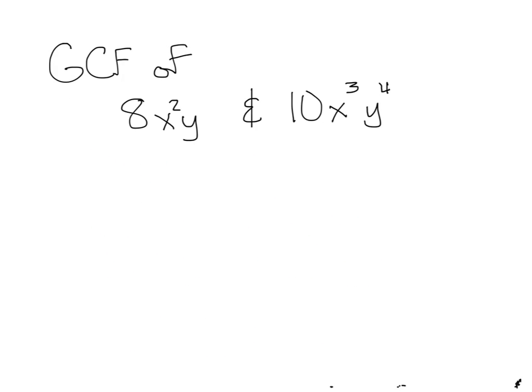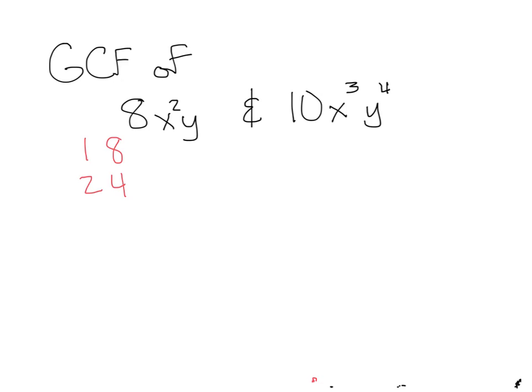So now let's look at something a little more difficult. The GCF of 8x squared y and 10x cubed y to the fourth. Now we need to figure out what all the parts of these two equations are. So we'll start with 8x squared y. The factors of 8 are 1 and 8, 2 and 4. Those are all the values for 8.